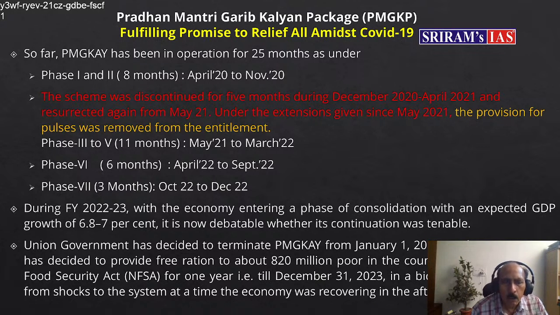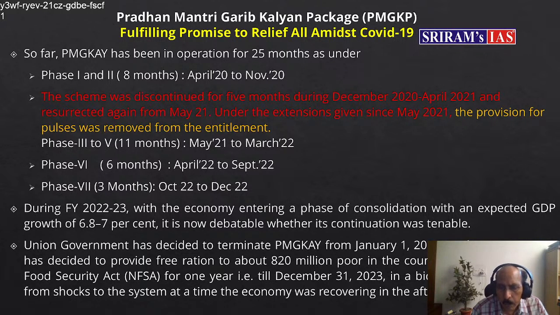scheme. For the financial year 22 to 23, the consolidation phase is there. GDP is expected to grow at 7% per annum, and therefore the government decided to terminate the Pradhan Mantri Garib Kalyan Yojana from January 23. It means the scheme of PMGKAY is to be discontinued from January 23.